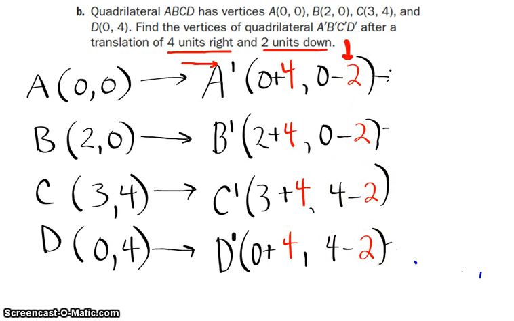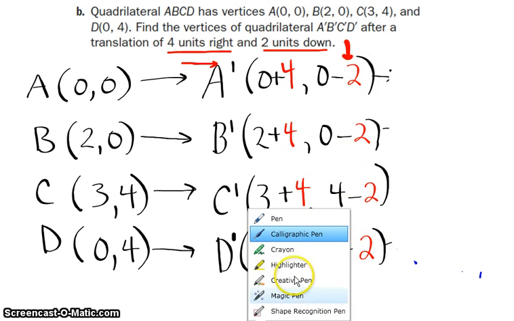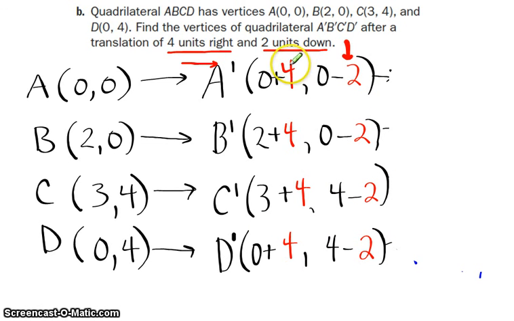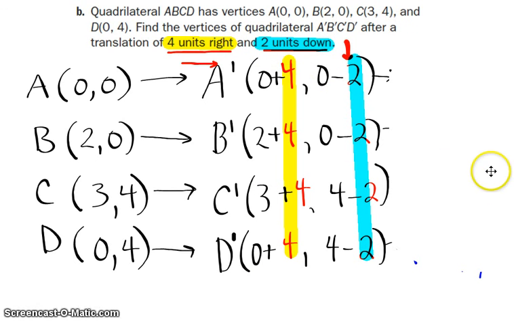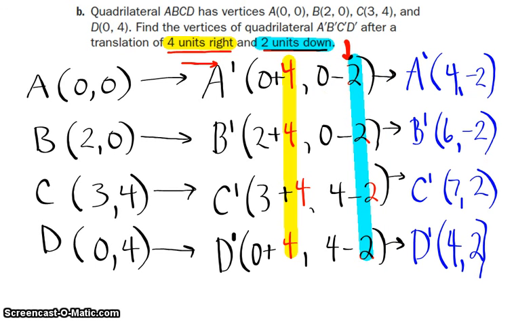Okay, so do you see that? The hardest part is figuring out if we have to add or subtract. These plus 4's are because of 4 units to the right. These minus 2's right here are because we're going 2 units down. So then just go ahead and add. 0 plus 4 is 4. 0 minus 2 is negative 2. Here are our final answers.